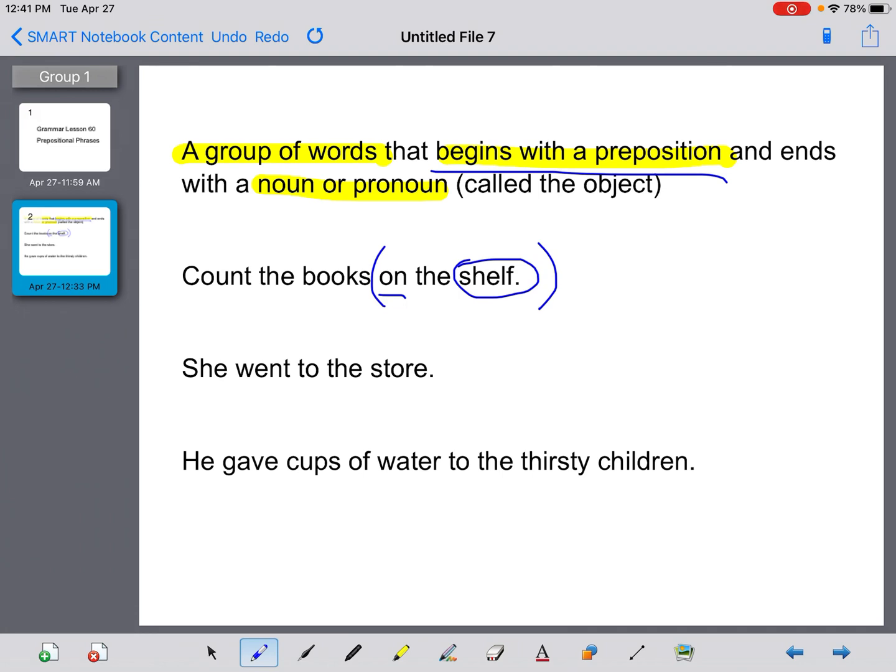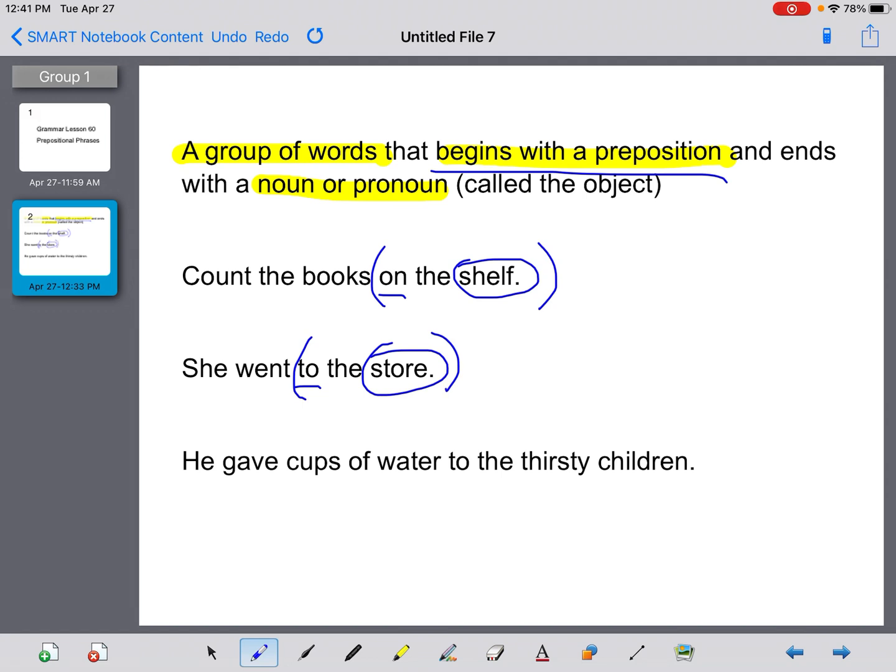Second example: she went to the store. First step, find the preposition. The preposition is to. Then keep on reading through the sentence and see what's the next noun or pronoun. What is going to be the object of my preposition? In this case, store is the next noun or pronoun. So my prepositional phrase is to the store.